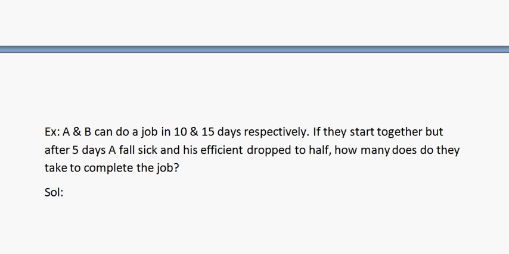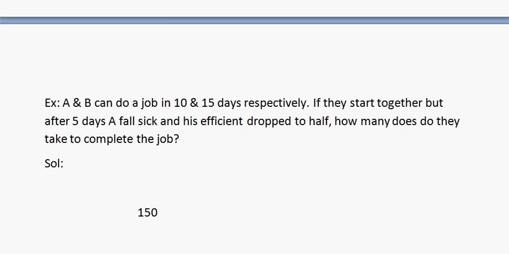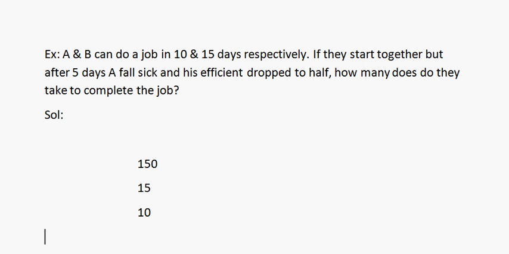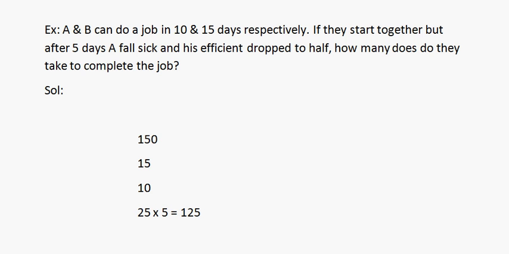Since we already have most of the information, let's do it. Let's take total number of units 150. A's one day work would be 15, B's one day work would be 10, right? If the efficiency is the same, so in one day they are doing 25 units. Till 5 days A's efficiency is intact, which is 100%. So here both of them have done 125 units of work. What is left is 25 units, right?